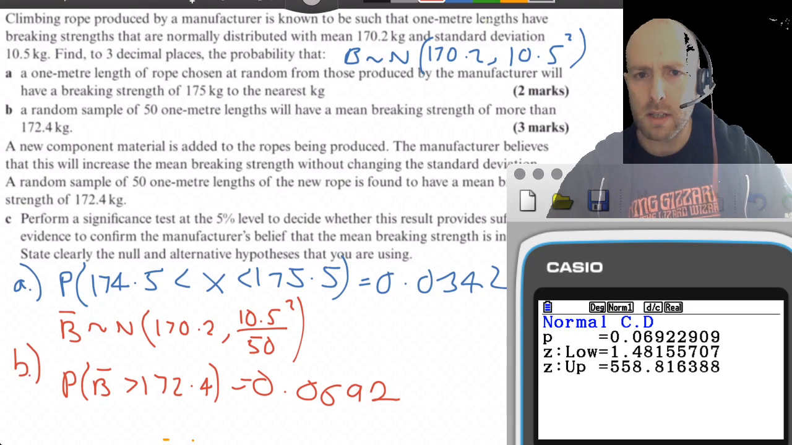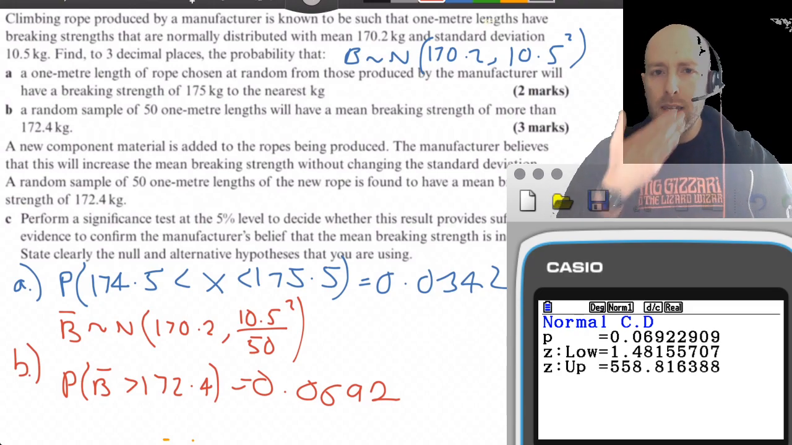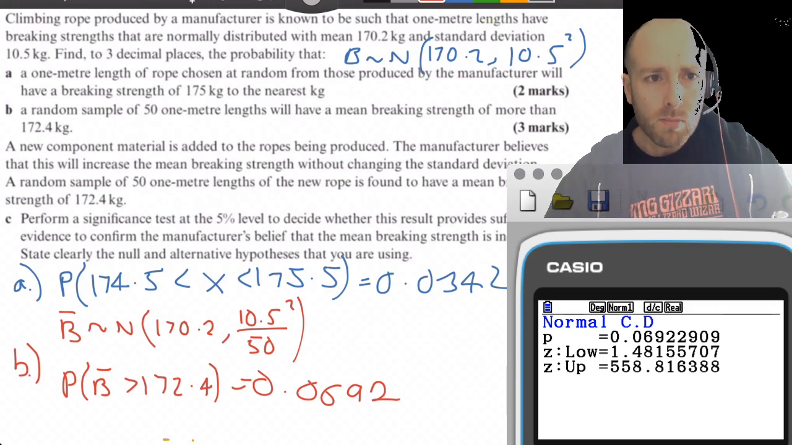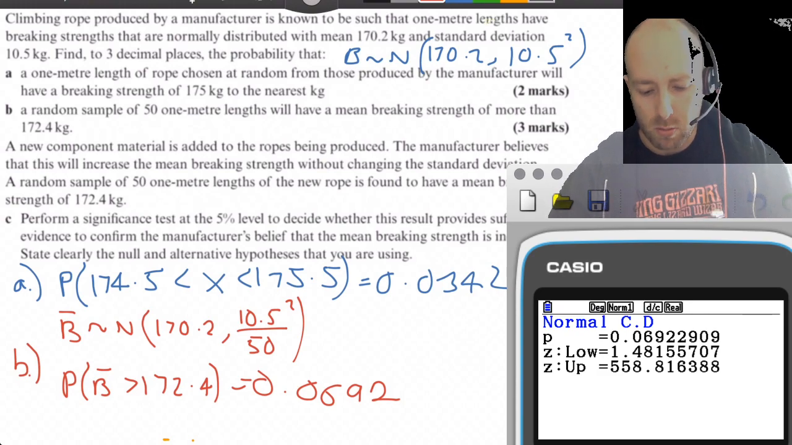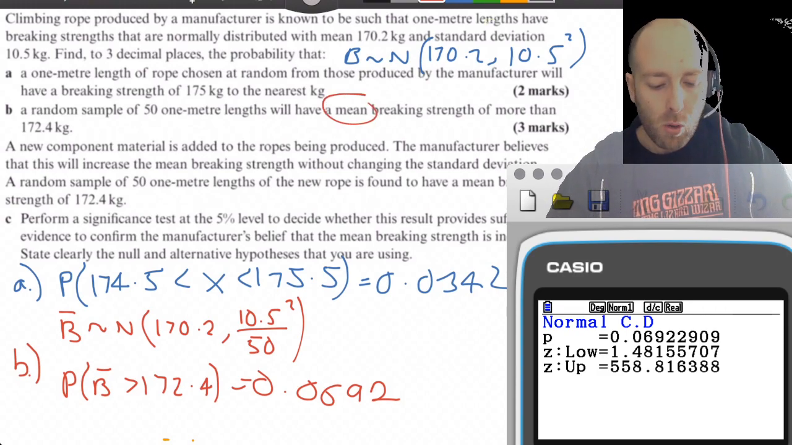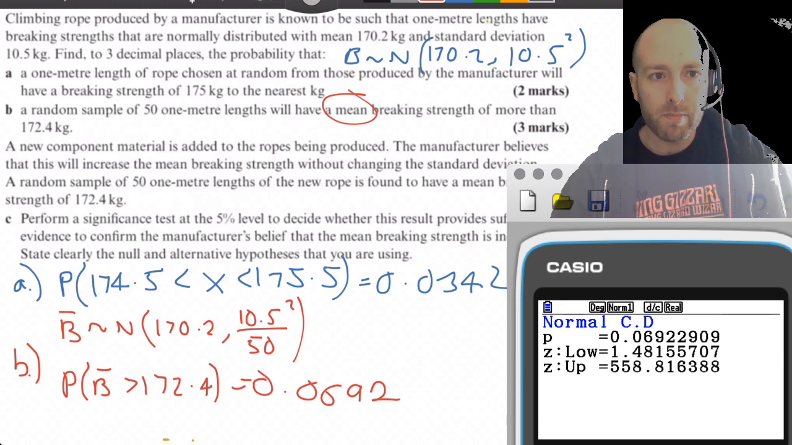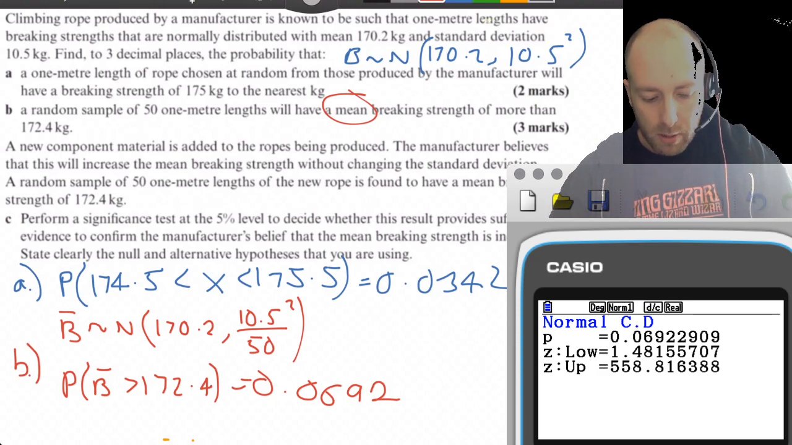I know a few of you were saying you weren't sure what it meant. It is weirdly worded. So find the probability that a random sample of 50-meter lengths will have a mean breaking strength. So that's how I knew. Second, you see the word mean, we're not looking at the standard distribution, we're looking at the mean distribution. Cool. Right, so then we've got the hypothesis test part.